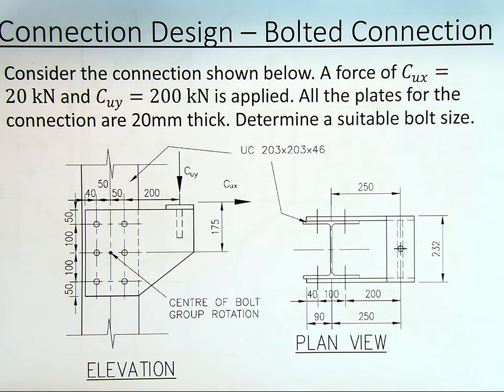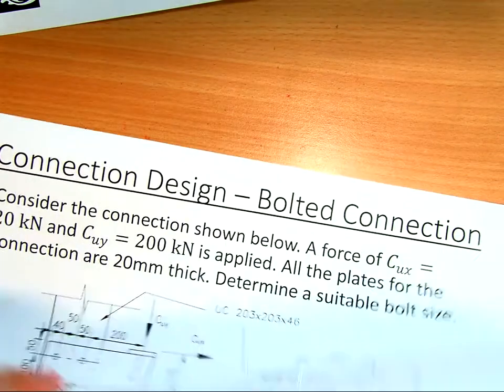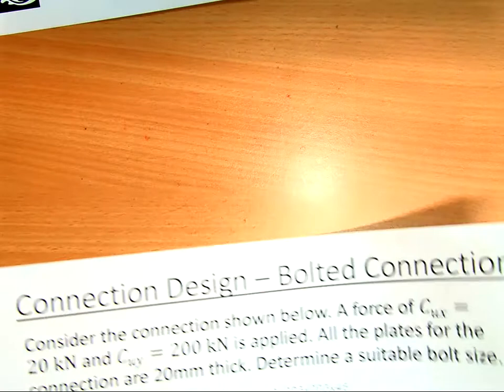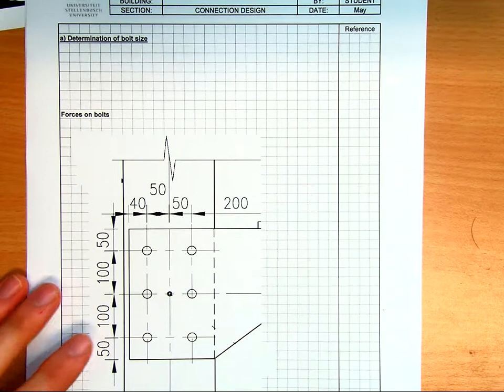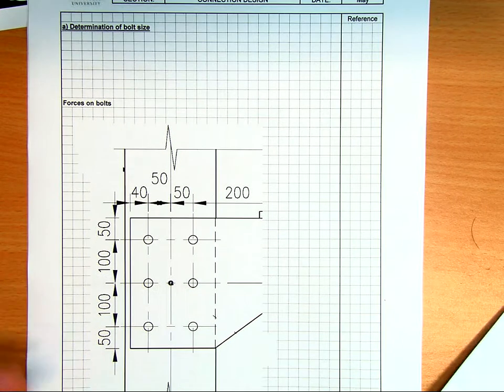So we're going to go through the methodology of how to do that. We're going to look at the calcs and see how to determine this. Make sure you get hold of a set of these notes, or alternatively you can just write them out, and we'll start going through them now.